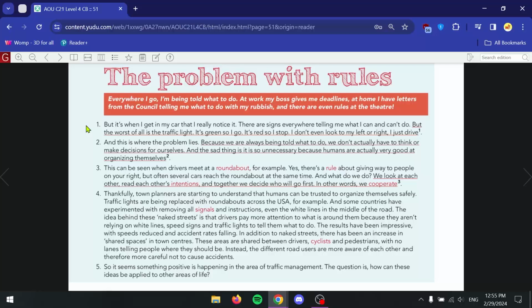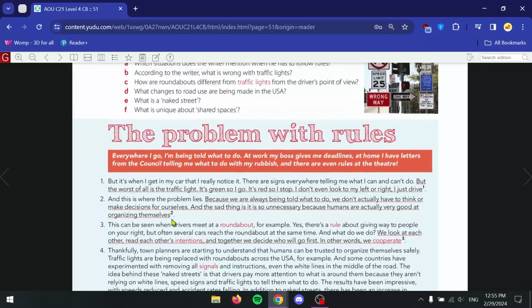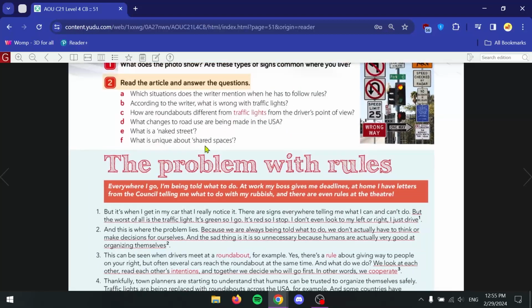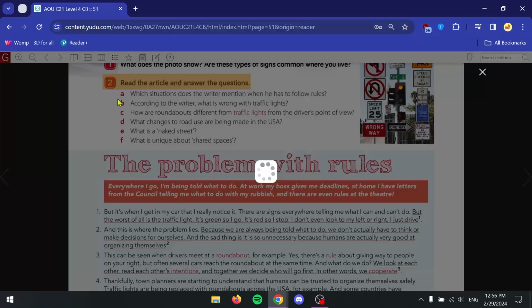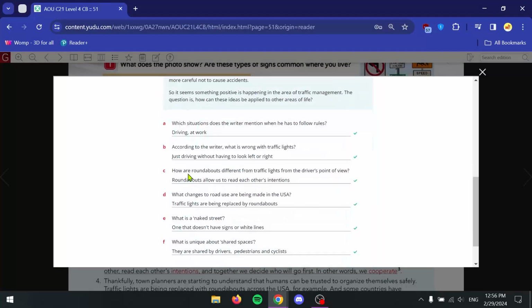Okay, once more, I'm going to pretend that you've paused the video and you now have a general idea of what the text is about. Based on the text, we know it's about rules. The person talking doesn't really like rules, especially in very specific situations like driving. Now, let's go to exercise 2 here.